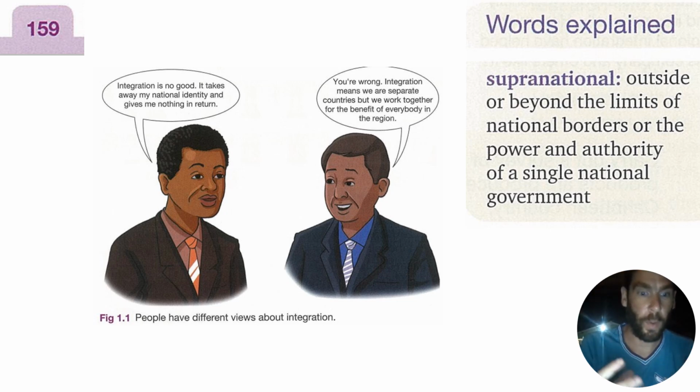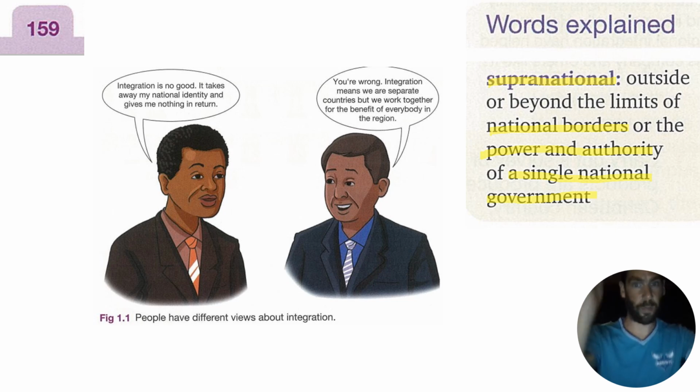Yes? Well, one important word is supranational, and it's above here. You can see. What does it mean? Supranational means outside or beyond the limits of national borders, and the power and authority of a single national government. So CARICOM has some elements of being a supranational organization. Yeah, super means above, arriba. So, supranational, outside or beyond the limits of national borders or the power and authority of a single national government. Yes, and CARICOM has some elements of being supranational.